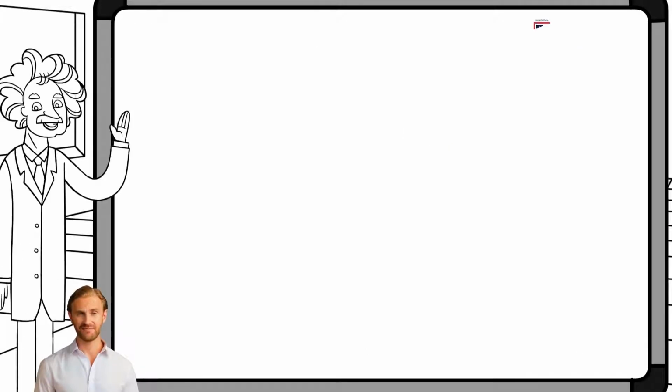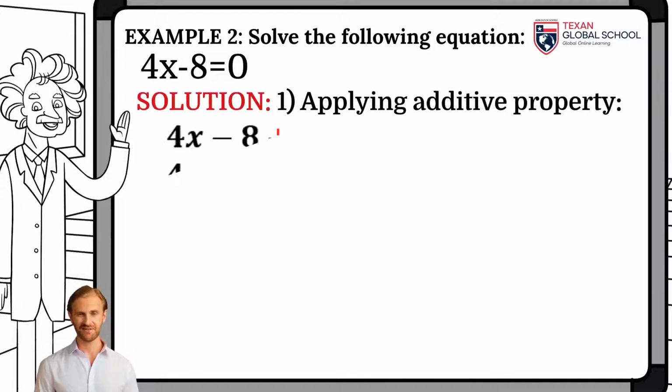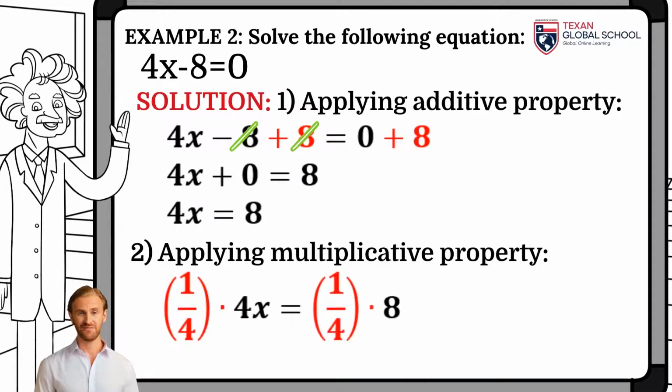In this next example, we will solve the equation 4x minus 8 equals 0. Likewise, we will eliminate the independent term from the left side by applying the additive property. We add 8 in both members of the equality to cancel the negative 8 on the left side. Now, to eliminate the numerical coefficient of 4x, we will multiply by its multiplicative inverse, 1 over 4. Or what is the same, we divide both members by 4.